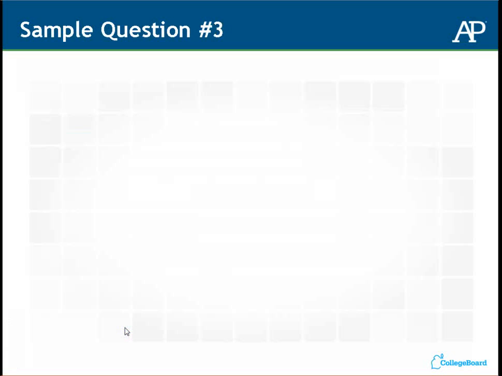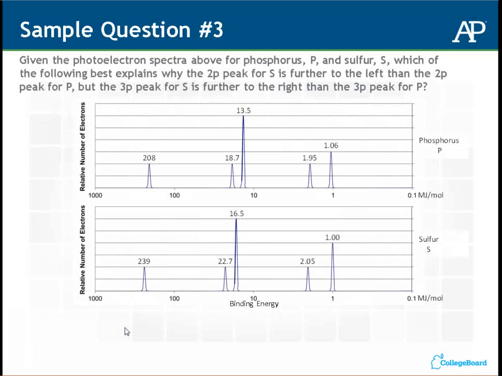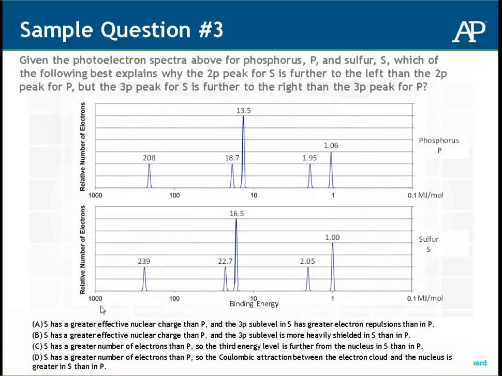Alright, let's take a look at question 3. I'd like you to answer that. Pause it, and then come on back. Okay, welcome back. So given the photoelectron spectra for phosphorus and sulfur, which of these best explains why the 2p peak for S is further to the left or higher in energy? But the 3p peak is to the right or lower in energy.